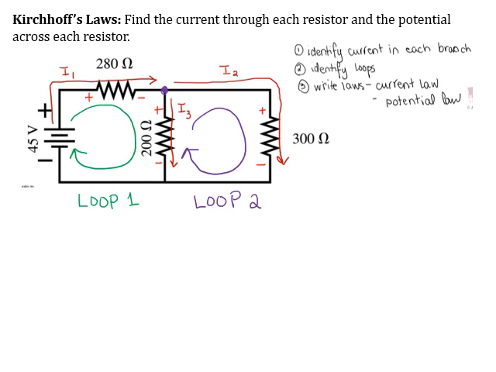So now what we've got done is we've identified our currents, we've identified our loops, and our next step is to write our laws, Kirchhoff's current law and Kirchhoff's potential law. So let's start with the current law. Kirchhoff's current law says that the net current into any junction is equal to the net current out of any junction. We've already highlighted one junction in purple, so let's stick with that junction and let's write our current law at that junction.